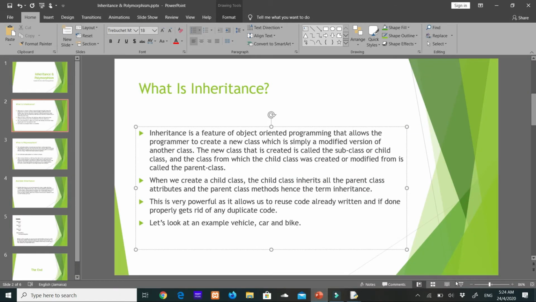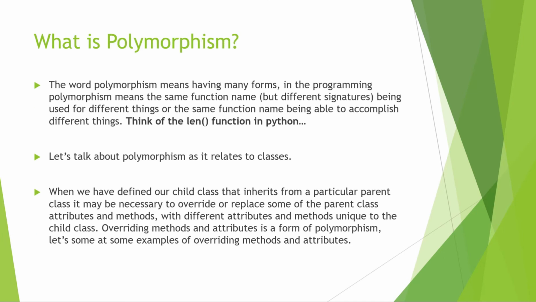So, what's the next topic? The next topic we're going to talk about is polymorphism. So, what is polymorphism? The word polymorphism means having many forms. In programming, polymorphism means the same function name but different signatures being used for different things, or the same function name being able to accomplish different things. Think of the len function in Python.